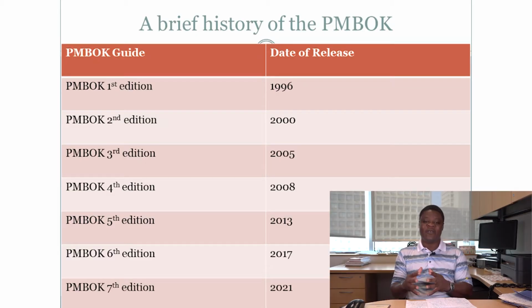The first edition of the PMBOK was released in 1996, the second edition in 2000, the third one in 2005, the fourth one in 2008, the fifth edition was released in 2013, followed by the sixth edition in 2017, and the latest edition, I'm talking about the PMBOK 7th edition, is released in 2021. The PMBOK is a living document, which means that from time to time, you will see changes in that guide or that document.